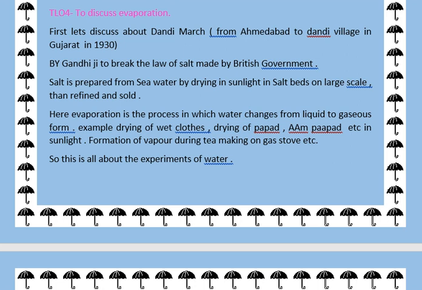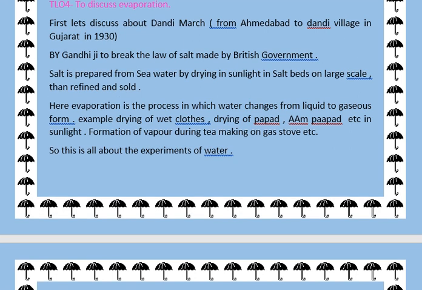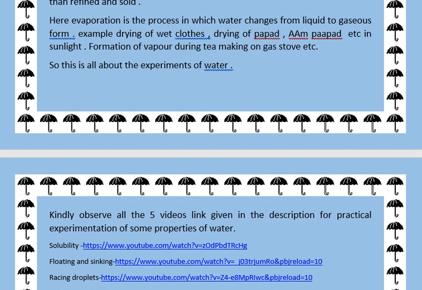What is the process of evaporation? It is the process in which water changes from liquid to gaseous state or gaseous form. Many examples you can observe in daily life, like drying of wet clothes, drying of papad, or many things in the sun at your home. Formation of water vapors during tea making, during the boiling of water, and during the boiling of milk also. You can observe all these things.